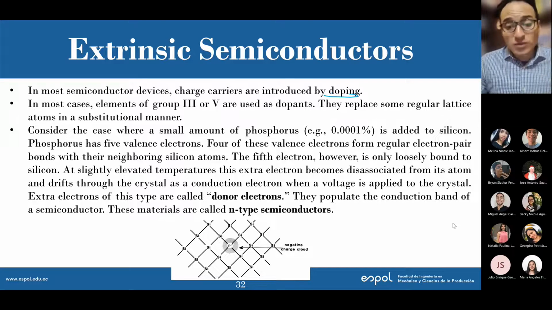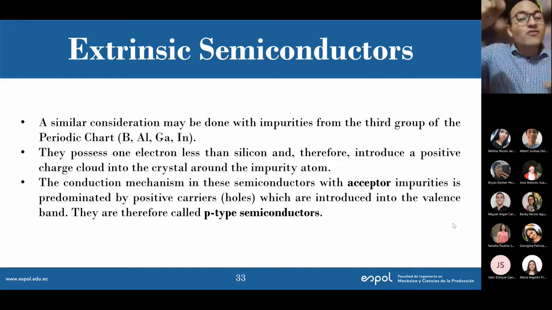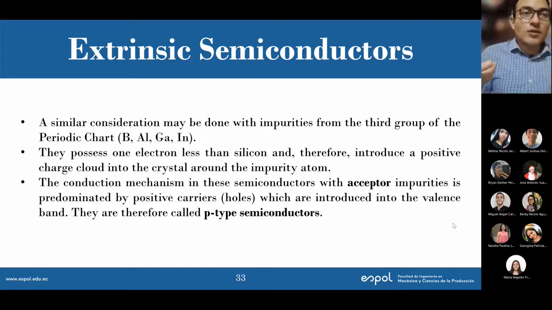Okay, and I can do the same for elements that are in group 3. In that case, they will have 1 electron less than silicon. And that means you're introducing a positive charge, because you're leaving one of those electrons in silicon that is supposed to be bound unpaired. Because I'm introducing an element that only has valence 3, one of those electrons from silicon will be free, and now that can travel around the crystal. So I'm introducing a positive charge. It's not really that I'm introducing a positive charge, but you can consider that.